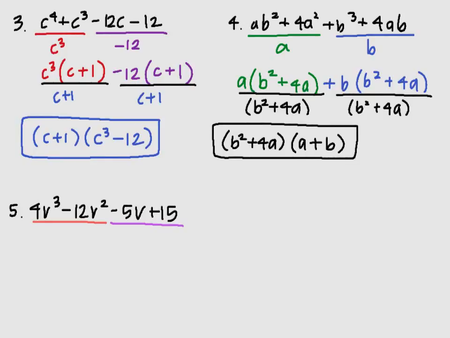So in the first two terms, they both have, it looks like, a v squared in common. And in the coefficients 4 and negative 12, the greatest common factor is the number 4.